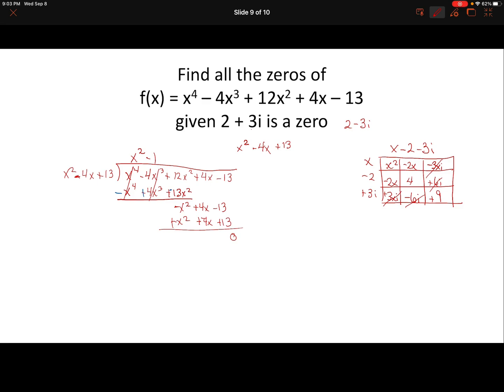So our first factor times x squared minus 1 will help us get our other zeros. x squared minus 1 is something that factors into an x minus 1 and an x plus 1. And so if they are going to be equal to 0, we know 2 plus 3i is one zero, 2 minus 3i is a second, a positive 1 is a third, and a negative 1 is a fourth.